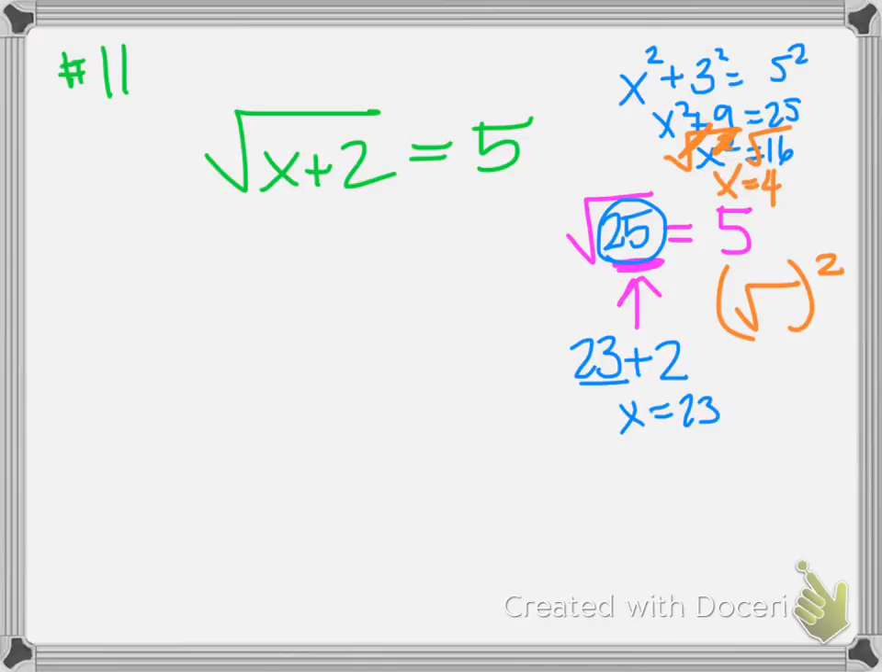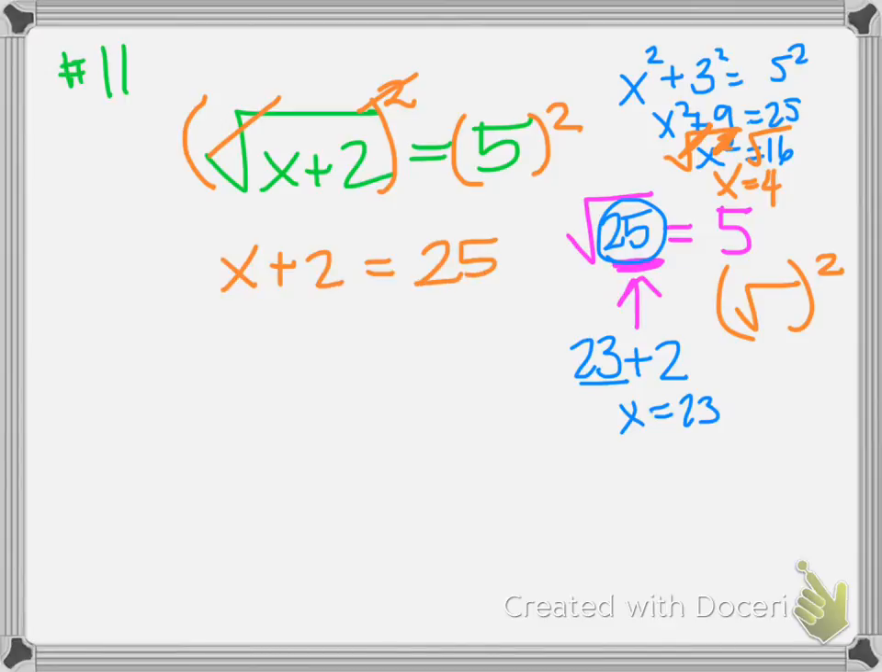So I'm going to come over here to our equation and I'm going to square this whole piece, because I know the square and the square root cancel each other. But if I square the left side, I have to square the right side. So 5 squared ends up being 25, and I get this equation. And from here, we find that x equals 23, which is what we got before.